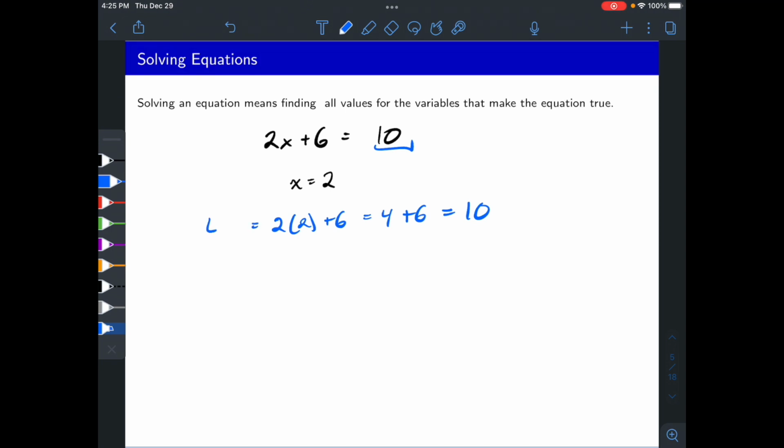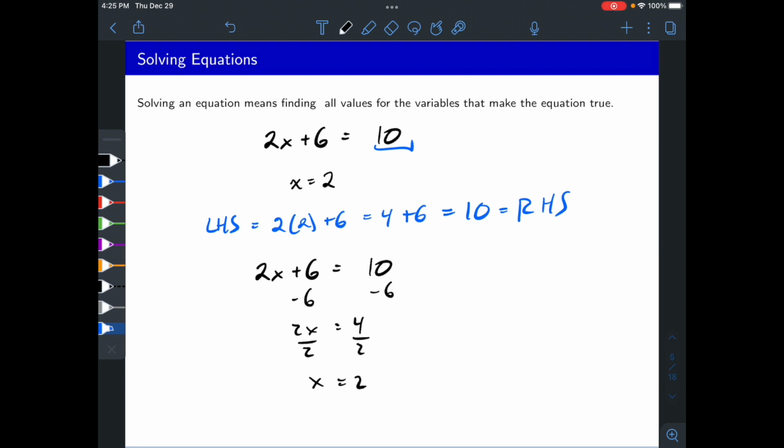So this is our left hand side, LHS, and RHS is right hand side. So our left hand side, if I plug in x equals 2, is now equal to our right hand side, which is just 10. Right, so this shows that x equals 2 is a solution to this equation. But of course, in practice, you're not just going to be told the answer, you're going to be asked to find the answer. And so if you were to solve this equation, what you would probably do is start by subtracting 6 on both sides, and you get 2x is equal to 4. Then you divide by 2 on both sides, and then you get x is equal to 2.